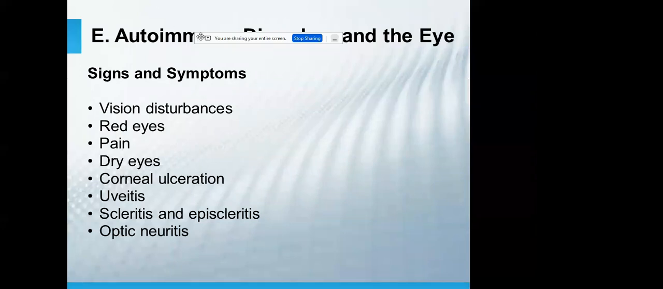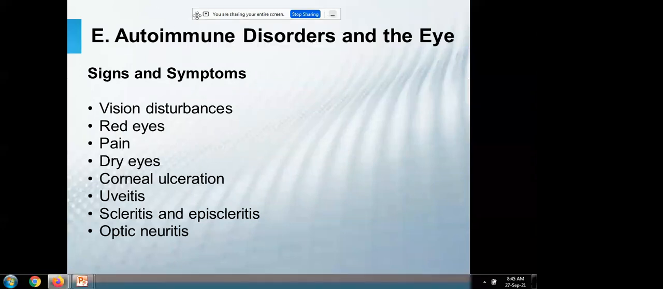Next, we go to autoimmune disorders of the eye. As I was saying before we lost each other, in autoimmune disorders, these patients will come to you. How do you suspect? They'll have visual disturbances, on-off blurring. They can have red eyes, pain, dry eyes, ulcers. They can even present with uveitis, scleritis, episcleritis, and even optic neuritis, or inflammation in any part of the tissues of the eye. So you have to be very suspicious. I'll give you a few examples.